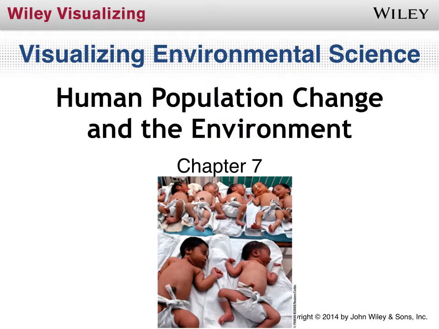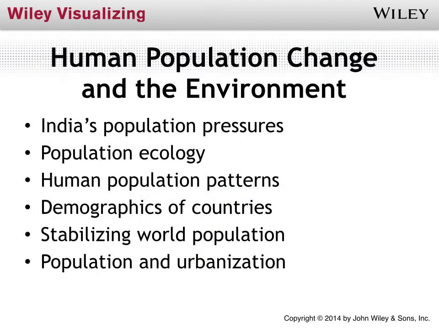Chapter 7, Human Population Change in the Environment. So throughout this chapter, we're going to talk about a variety of issues related to our population growth and how we impact the environment. The chapter starts out talking about India's population pressures, and then it covers various topics like population ecology, population patterns, demographics, and then some of the solutions, stabilizing world population, and how population and urbanization are related.